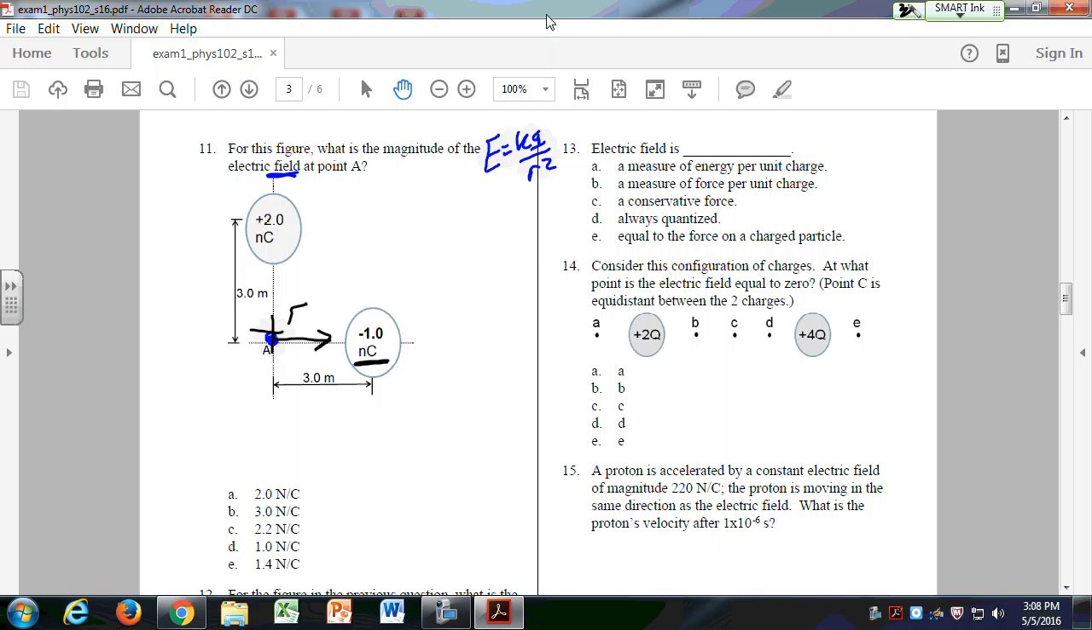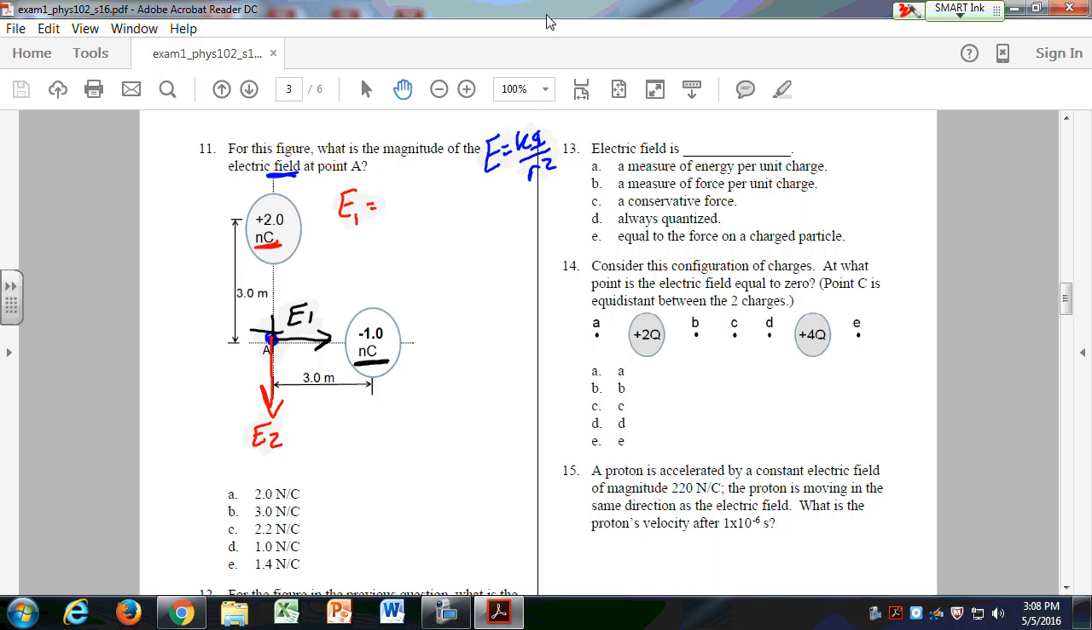So I'll call this E1, and then the field due to this particle is in this direction, and I'll call that E2. Okay? Go with me, because if I put an imaginary positive particle here, it'll be repelled from this particle. So the electric field then is in that direction, away from this positive 2 nanocoulomb charge. Okay, and then I calculate the magnitudes.